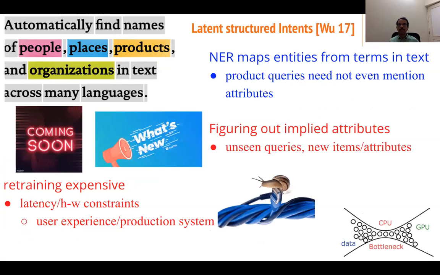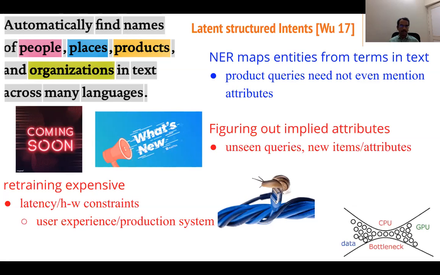So NER maps entities from terms in text. Product queries need not even mention attributes. Any query term, "high end," is not assumed to refer to a specific entity, that is, 21 speed. Users may not even be aware of attributes like carbon frame at all. How do you figure out such implied attributes, even from unseen queries and new items or attributes?